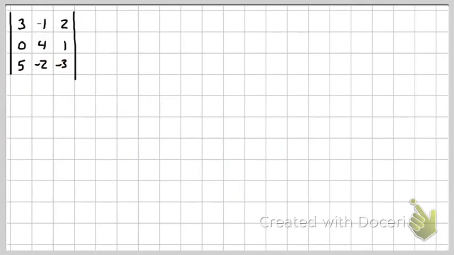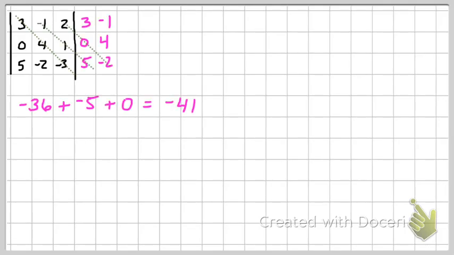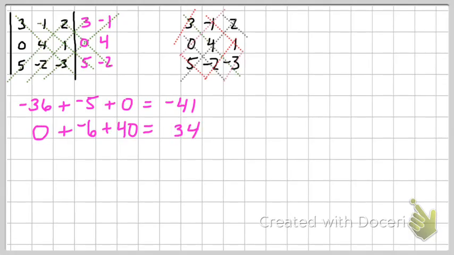Here's what I get for this one. On the way out, I get negative 41. On the way back in, 34, giving me an answer of negative 75.